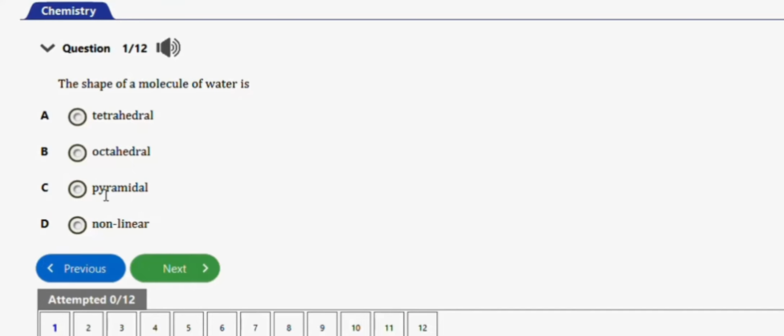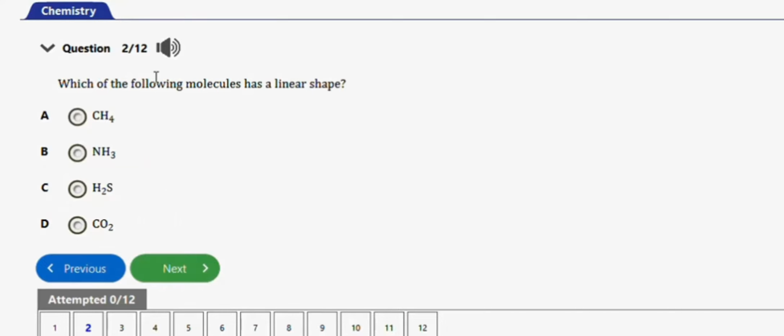The next repeated question says which of the following molecules has a linear shape? We have methane, ammonia, hydrogen sulfide, carbon dioxide. The right answer is option D, carbon dioxide.